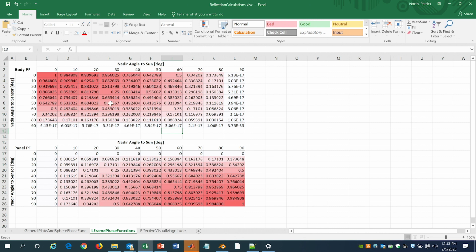So you're showing the red is... The red is brighter, and as you fall away from that, it's going to get dimmer and dimmer. And we can see that it's almost a reciprocal relationship here, because as you get less reflection from the body, you'll get more from the solar panels. But that's the general phase function.